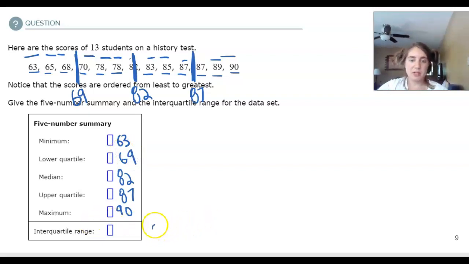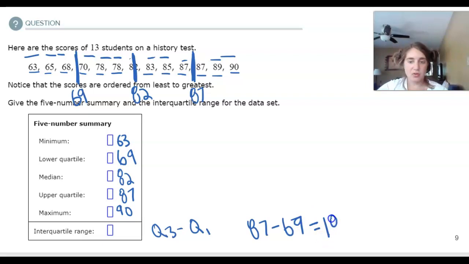My interquartile range is Q3 minus Q1, which is 87 minus 69, or 18.